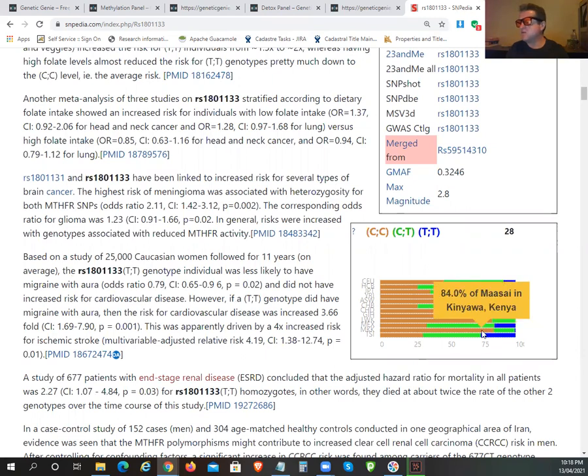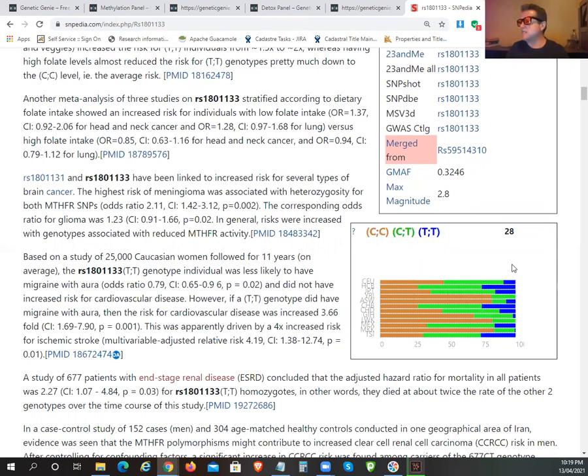When you look at the Maasai, it's non-existent. It's about 0.6%. That's another population where, you know, Han Chinese again, and Southern Europeans, it's about the same.